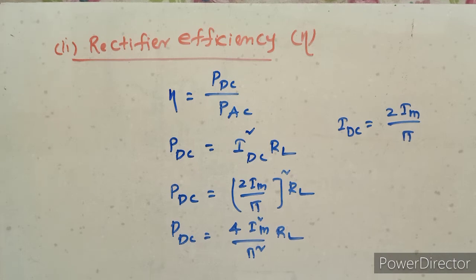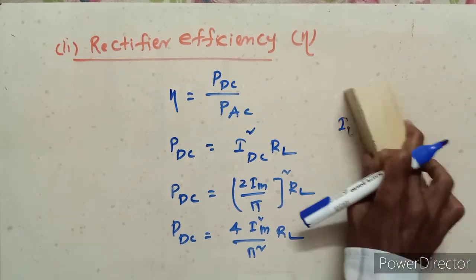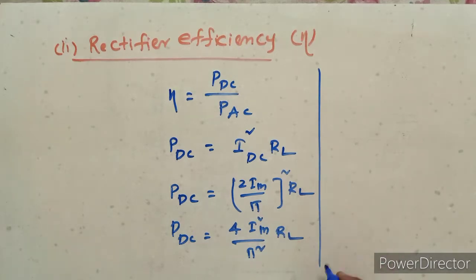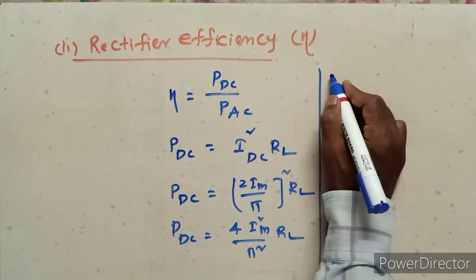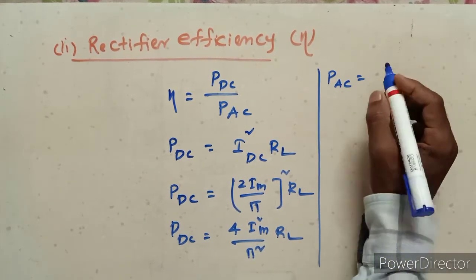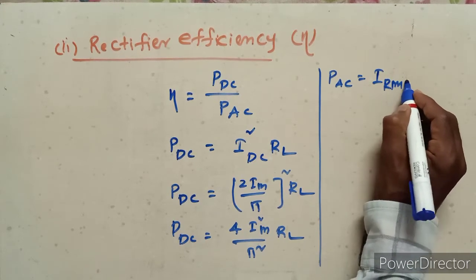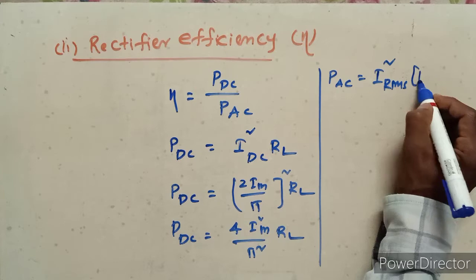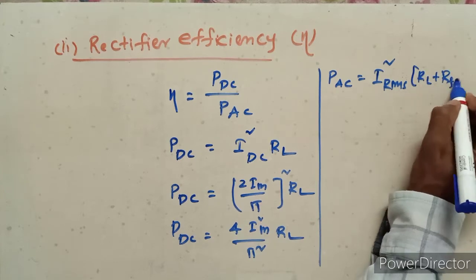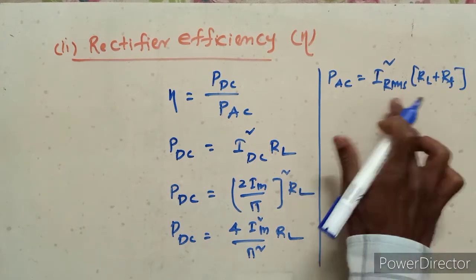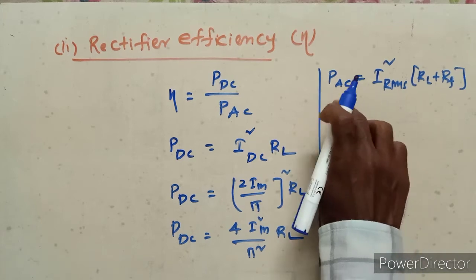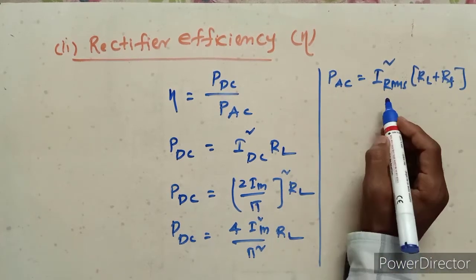Next, what is the power AC? Power AC equals the RMS current whole square into RL plus RF. This is the AC input power.